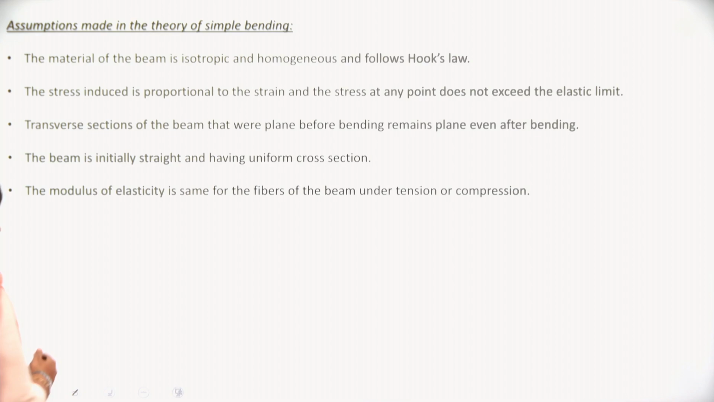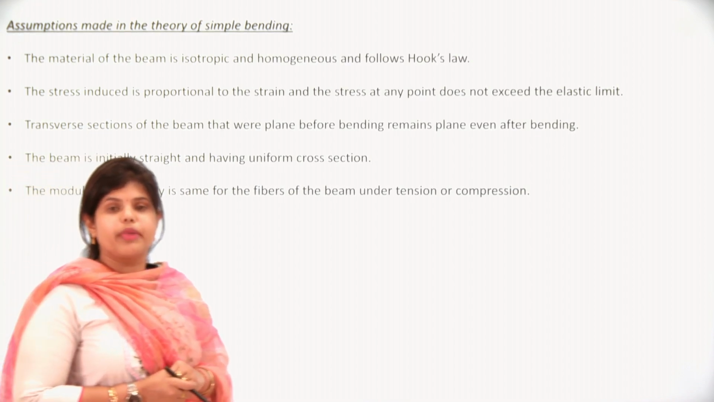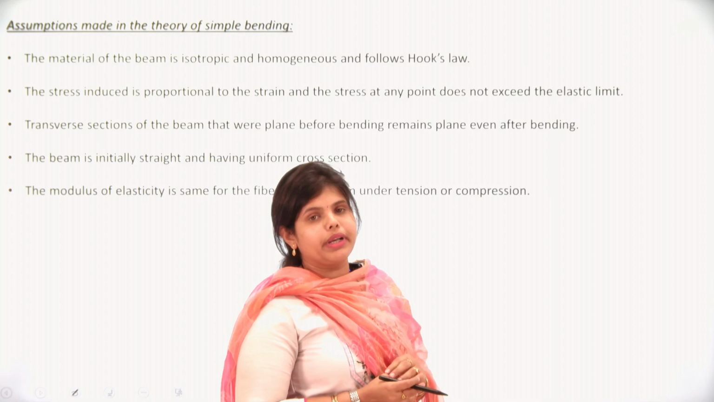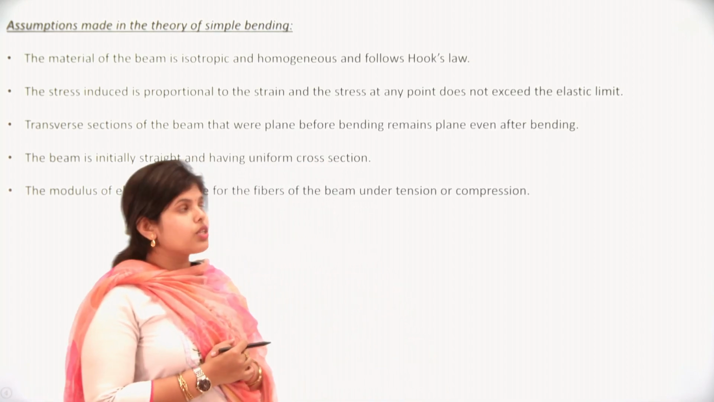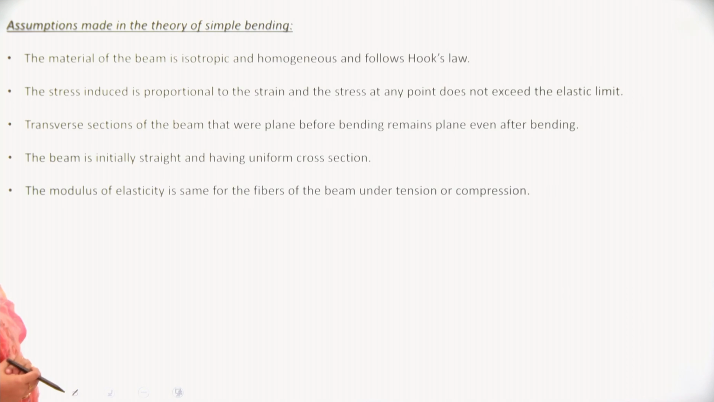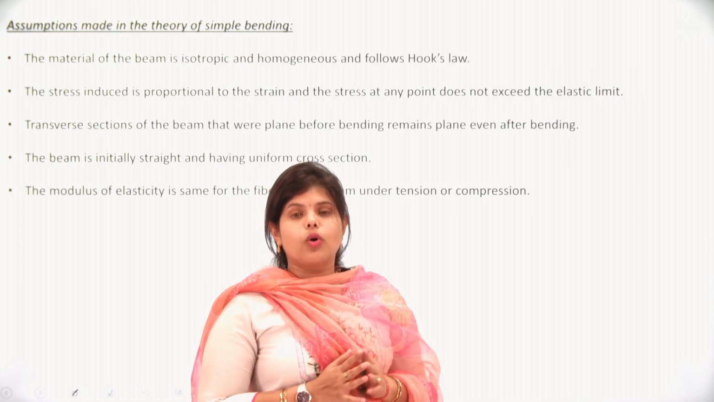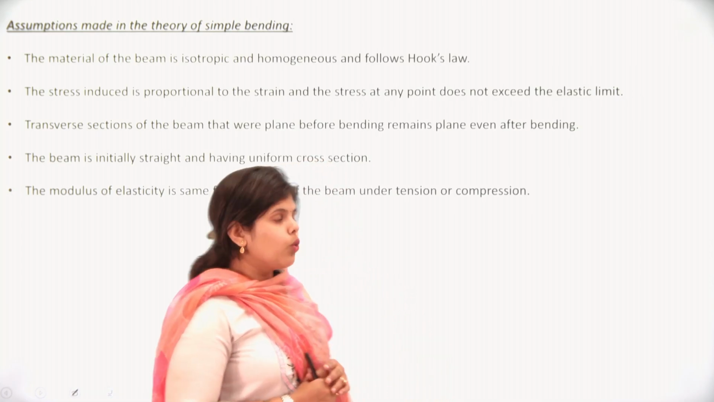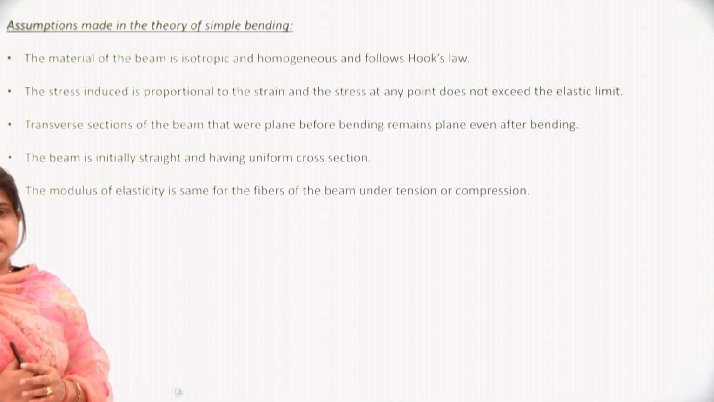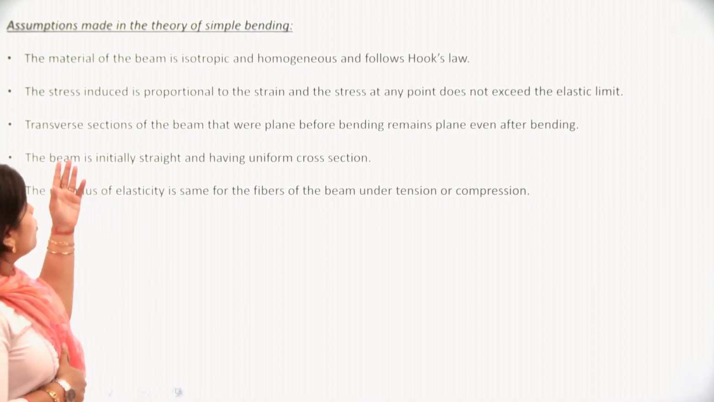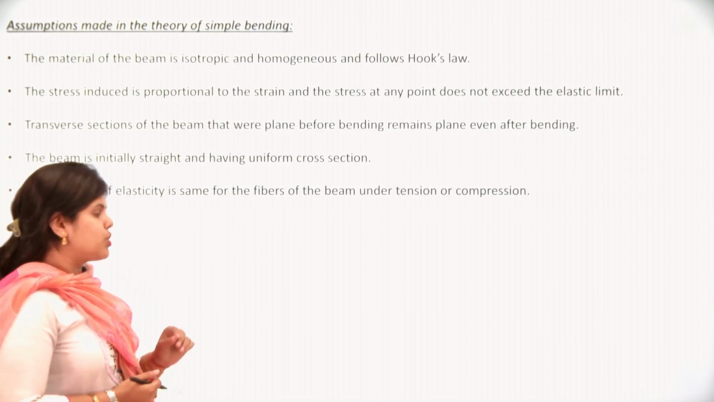Next, what are the assumptions made in the theory of simple bending? The assumptions say that the material of the beam is isotropic and homogeneous, and it follows Hooke's law. We have already discussed what Hooke's law is. Next, what is isotropic and homogeneous?